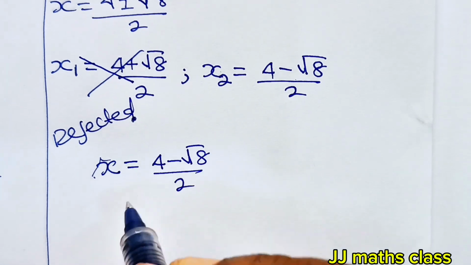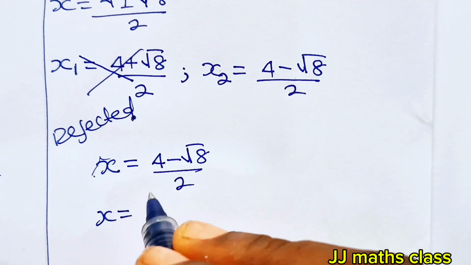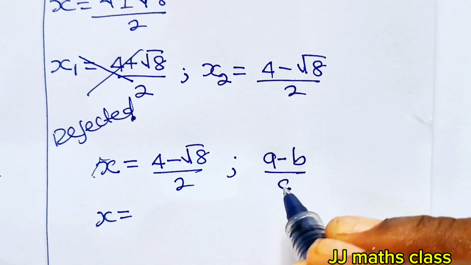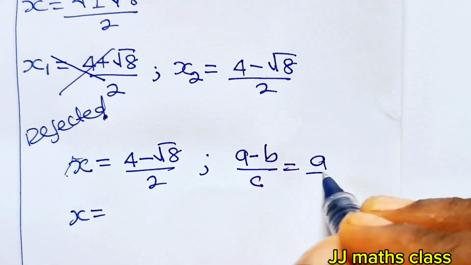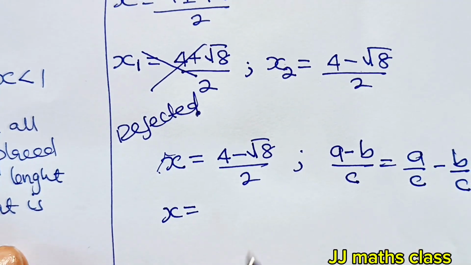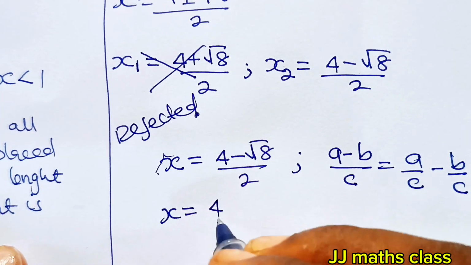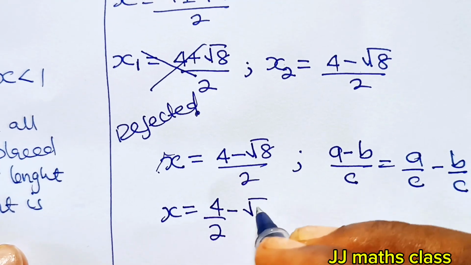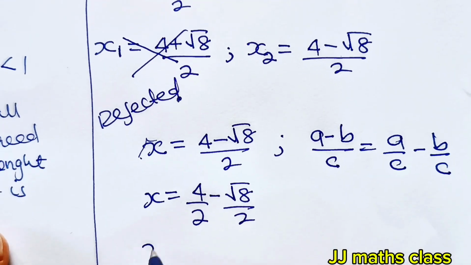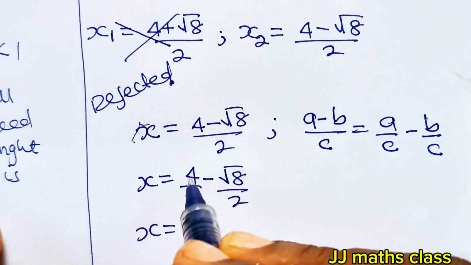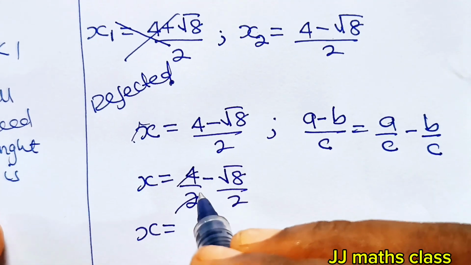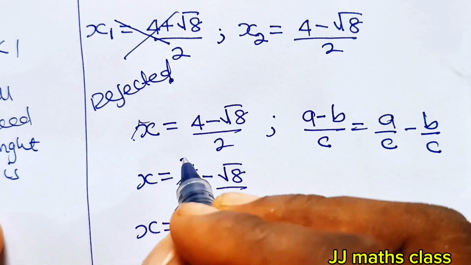Now let us simplify further. x is equal to, remember that when you have a minus b divided by c, this is equal to a divided by c minus b divided by c. Okay, so that means we can write this as 4 divided by 2 minus root 8 divided by 2. Okay, so we have x is equal to 2, 4 divided by 2 gives us 2.